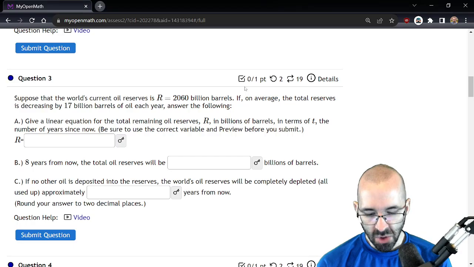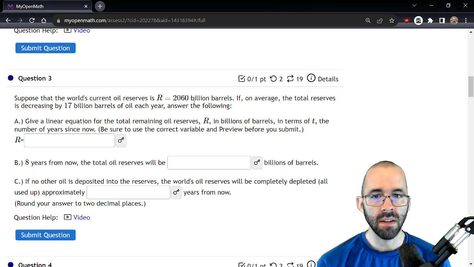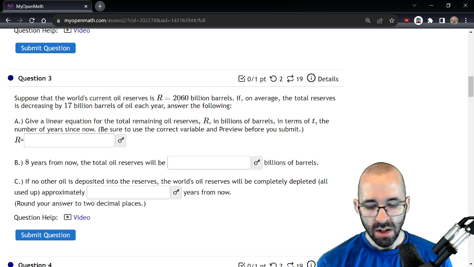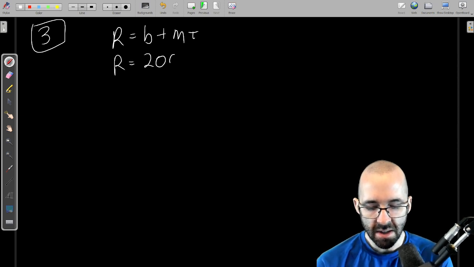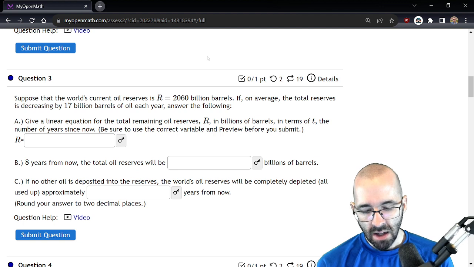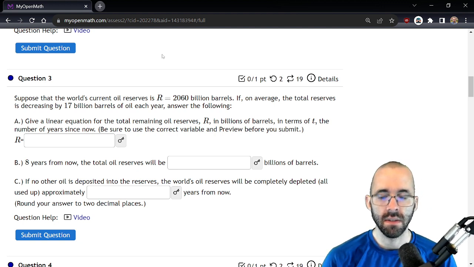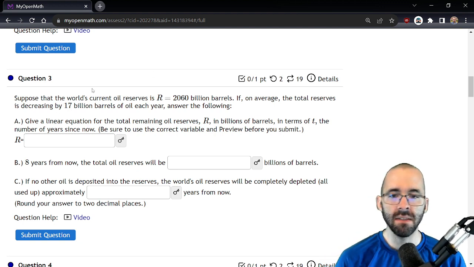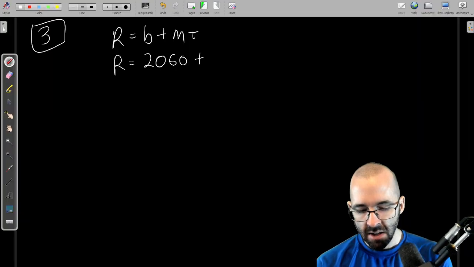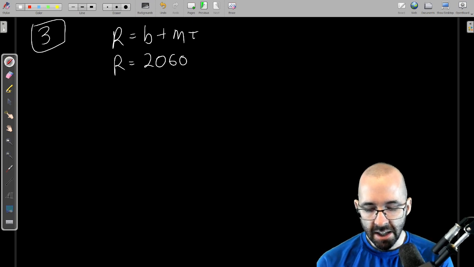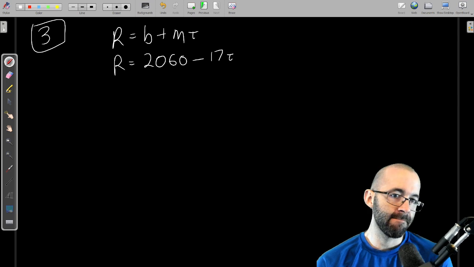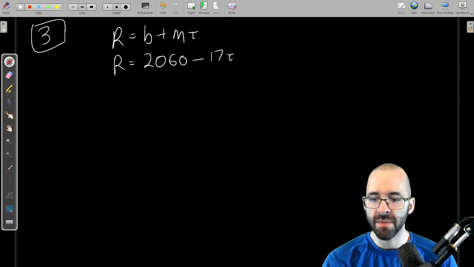So let's look at the problem. What is our starting value? Well, we're starting right now. It says we have 2,060 billions of barrels, and we're in billions of barrels. So our starting value is just going to be 2060. How is this changing every year? Well, it's decreasing by 17 billion barrels every year. So that gives us our slope. It's decreasing, so our slope is going to be negative 17 billions of barrels every year. There we go. We got our equation.